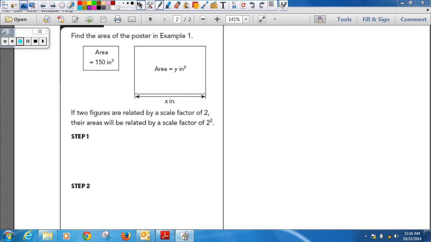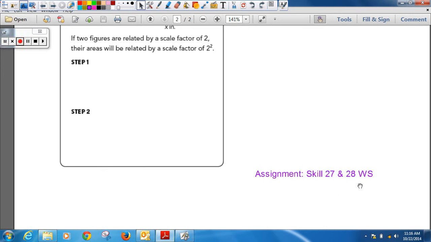Your assignment that goes with these notes is the following: Scale 27 and 28 worksheet.